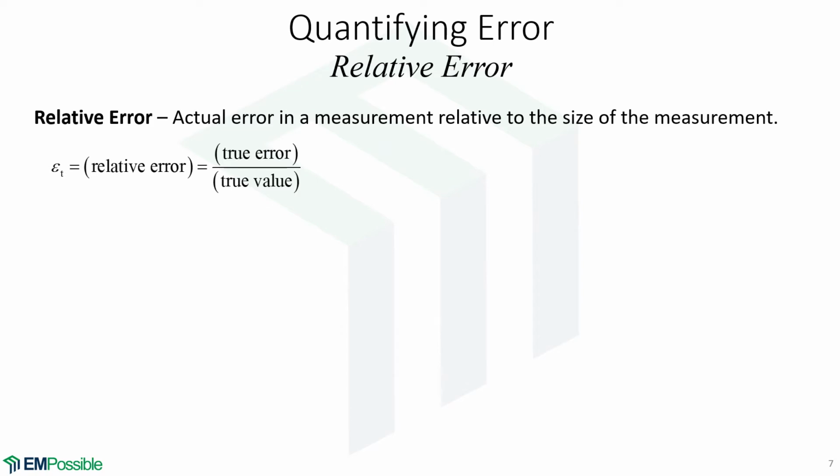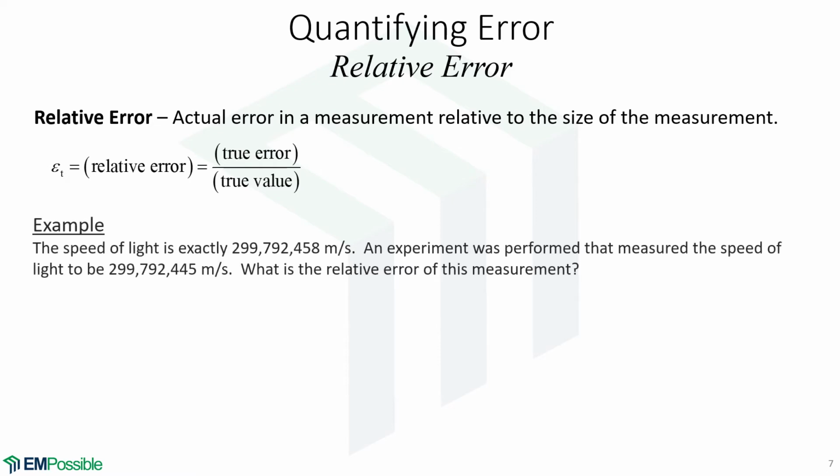We have what's called the relative error. The relative error is the true error that we just discussed, but we divide that by the true value. So in a way, we've normalized it. This relative error will not have any units. And let's go through an example.